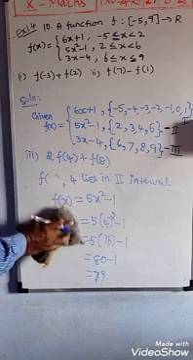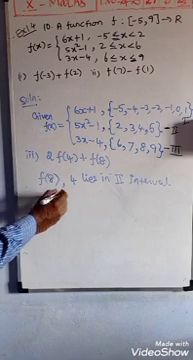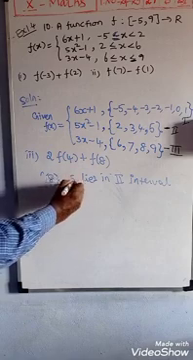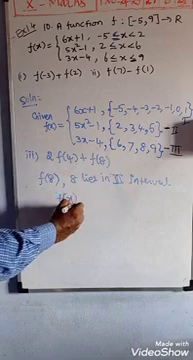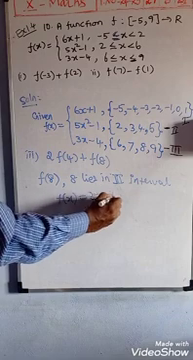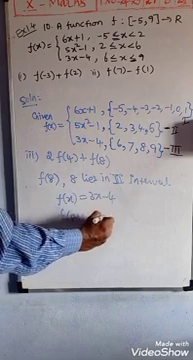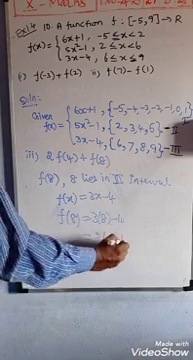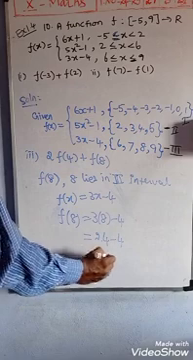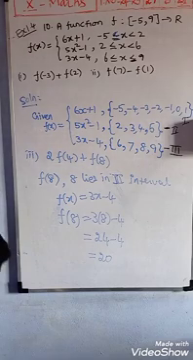Next, f of 8. Which interval does 8 lie in? 8 lies in the third interval, so we choose f of x equals 3x minus 4. Instead of x, substitute 8, so 3 times 8 minus 4. 3 times 8 is 24, minus 4, which you subtract, gives 20. Therefore, we have both answers.